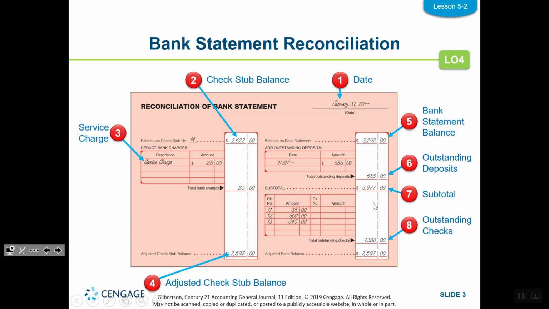Okay, since they're checks, we need to subtract it from this subtotal. So when we subtract, we get a new balance of $2,597. That's our adjusted bank balance. If we compare that to our adjusted check stub balance, they now equal. That's what we want. If they don't equal, we need to go figure out why.